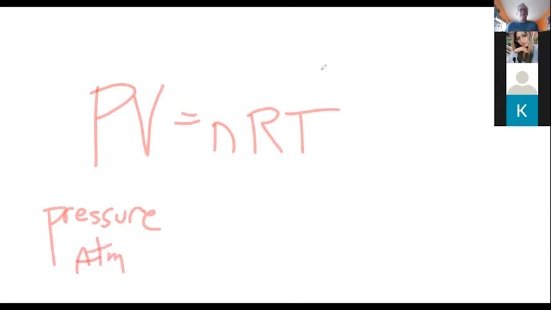And what's the V? Volume. And what units do we normally use to measure volume? Liters, right. What is the small n? What does that stand for? Number of moles. Moles of what? Gas. Moles of the gas, right.